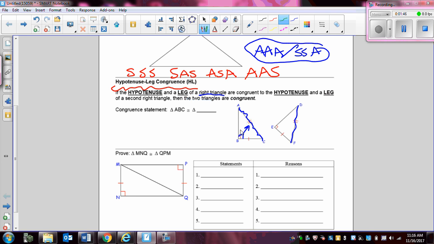In this one, they tell us the short leg, BC, is congruent to the short leg, EF. And we have a 90-degree angle in both. Then we can prove that my triangles are congruent by hypotenuse leg congruence. They have to be a right triangle, right in there, right triangle. It's very, very important.